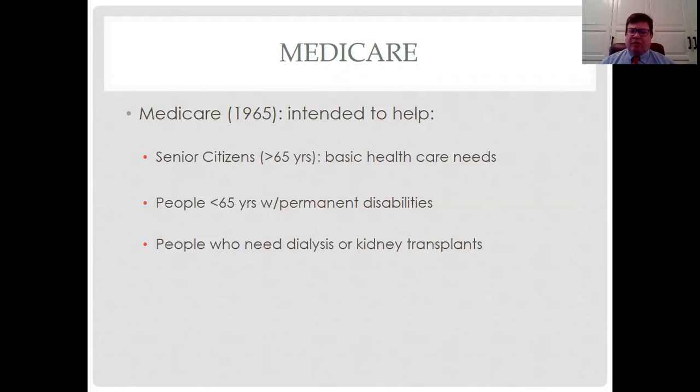But there are a couple of other categories of people that are also eligible for Medicare that are not 65 or over. For example, the first larger category is people under the age of 65 with permanent disabilities, and also people who need dialysis or kidney transplants.